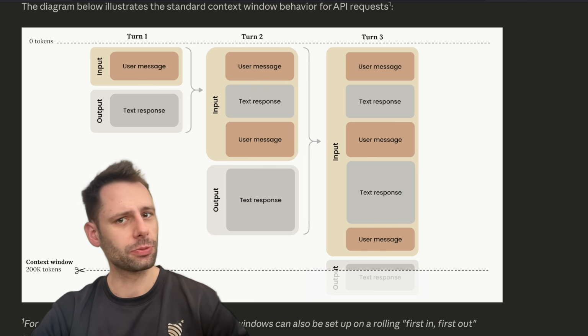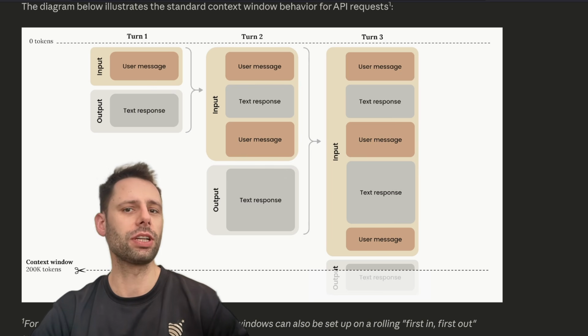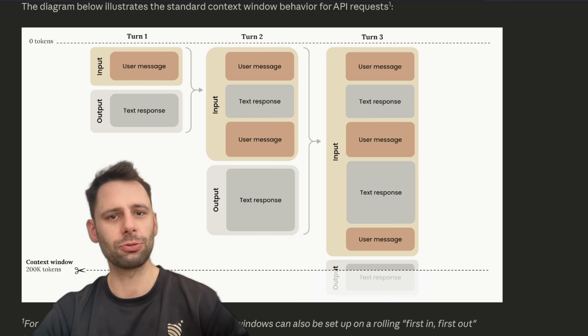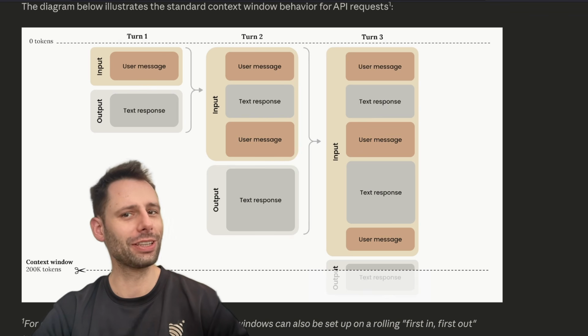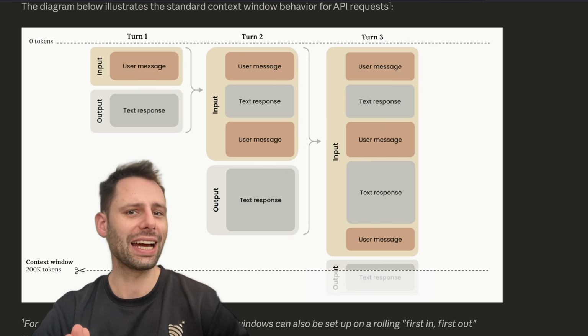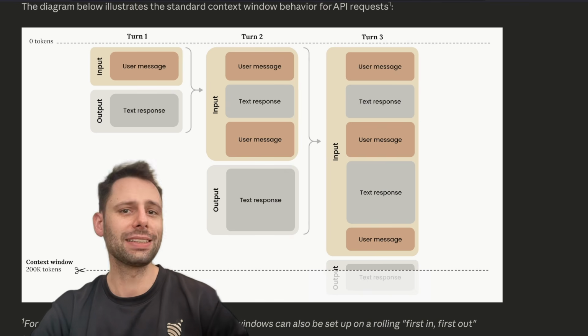Imagine working on a desk with a fixed surface area. You can only spread out so many documents at once. When the desk is full and you add a new document, something on the other end has to fall off. The AI's context window is that desk. New messages push old ones out of view. The model can't look at what's on the floor. That's a context window.